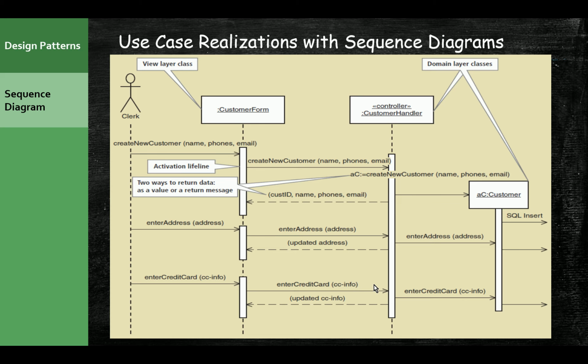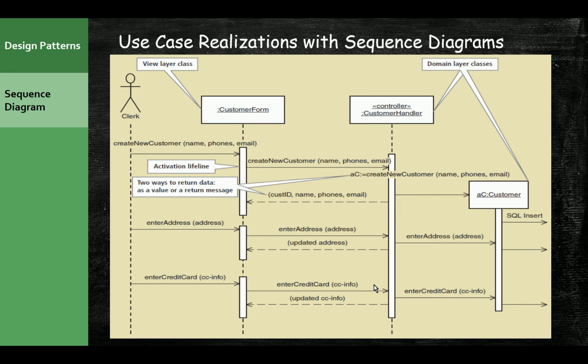You've got some labels up here that show us that the customer form is the view layer class, so that's the view side of our 3-layer. Now in this diagram, notice there's only 2 layers. We've got the view layer and the domain layer class, but there is no data access class. So there's no model in the MVC pattern, no model layer, and so no database layer.